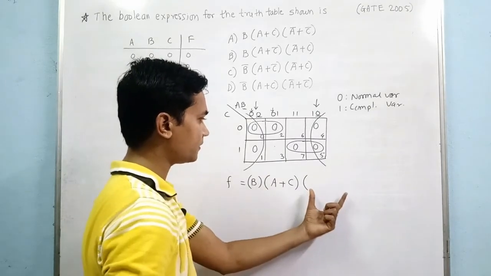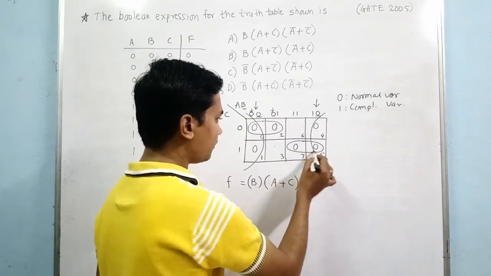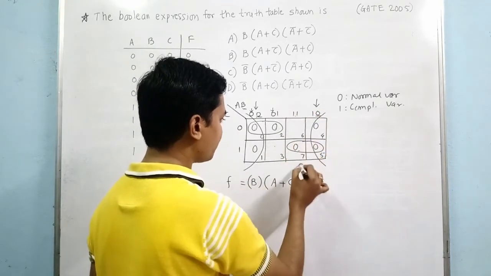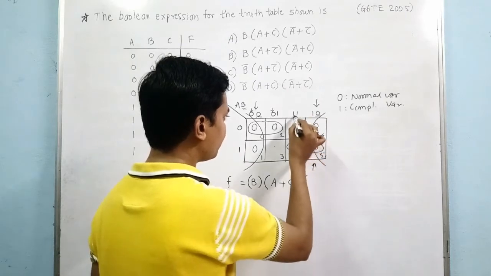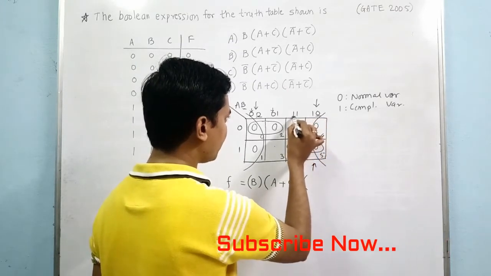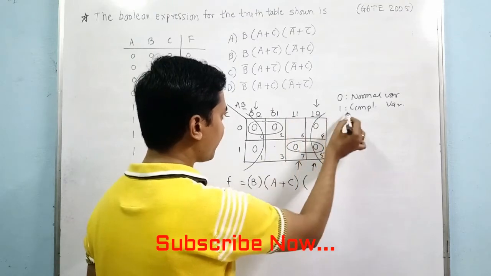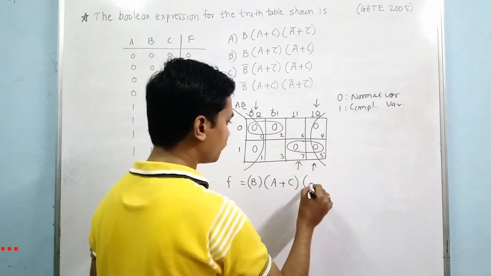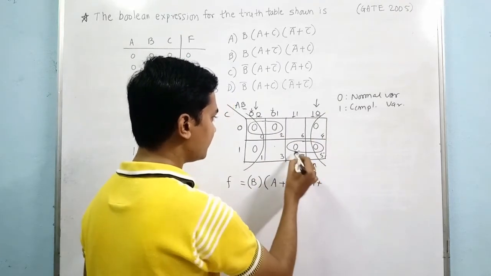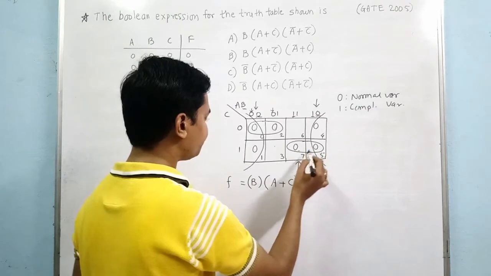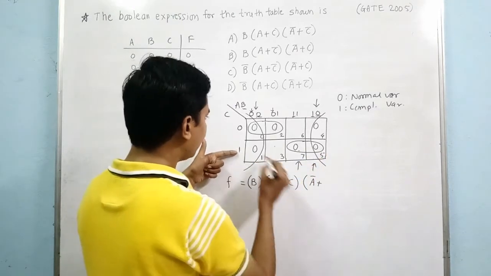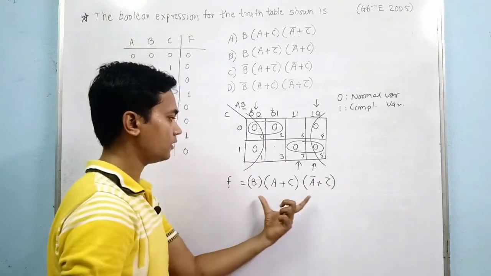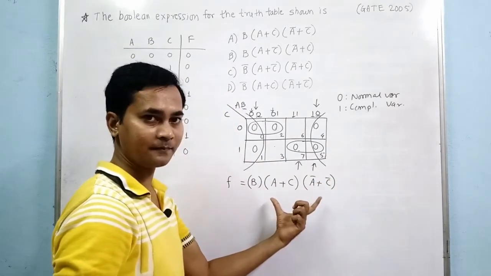Now for the third summed term we consider this group of zeros. So for these 2 columns, 11 and 10, first see which bit is common. That means the first bit is common, right? So 1 means what? The first bit is representing the A variable and 1 means complement. So A bar plus, for these 2 bits only this one is common, so 1 means what? C bar. Okay, so this is how our minimized expression can be obtained.